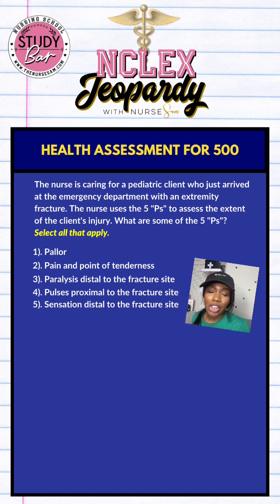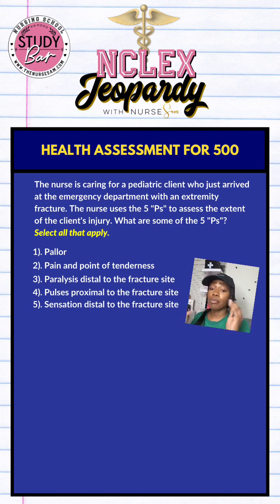Is it 1, pallor, which means what? What does pallor mean? Let's go through what these Ps actually mean. Pallor means pale. Let the words help you. 2, pain and point of tenderness. Pretty to the point. 3, paralysis distal to the fracture.